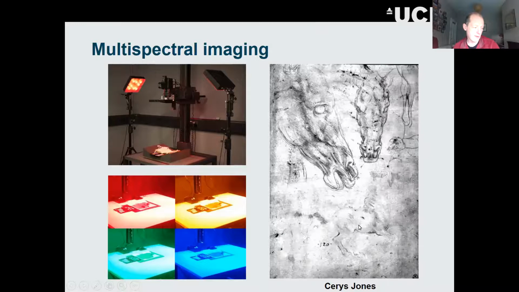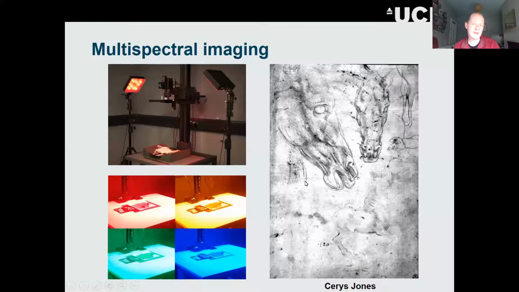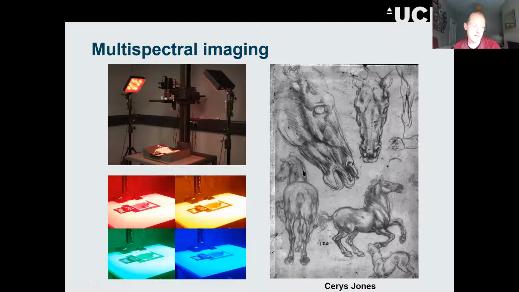And you can see that there are, the other image as it flicks is the fluorescence image. And the fluorescence image shows two extra horses and a dog at the bottom half of the page, which are invisible to the naked eye. So by doing this multispectral imaging, we can bring out details which are not normally visible.